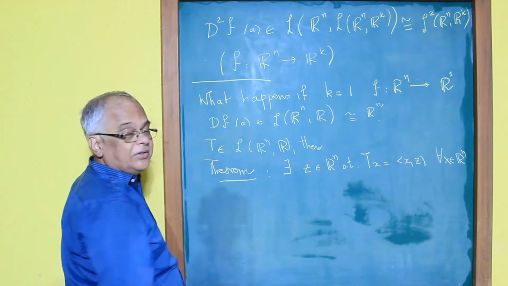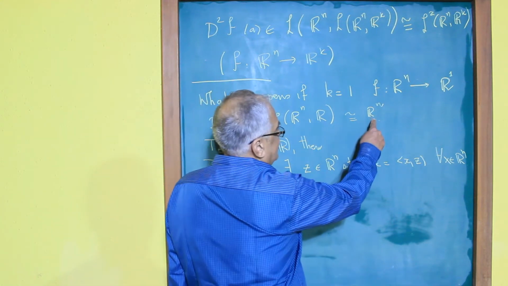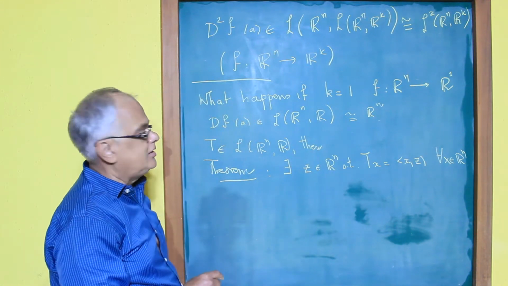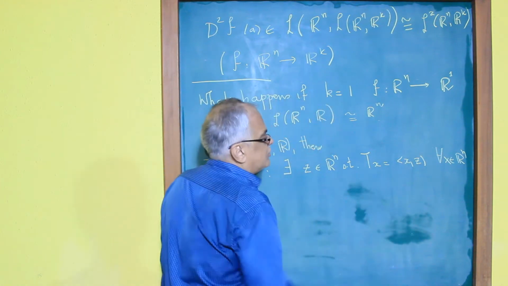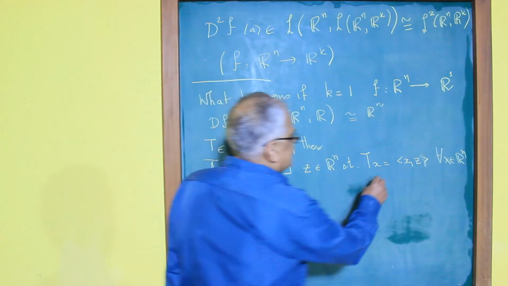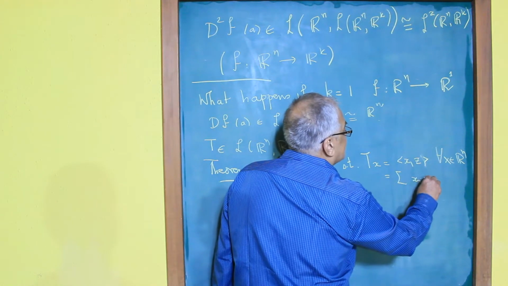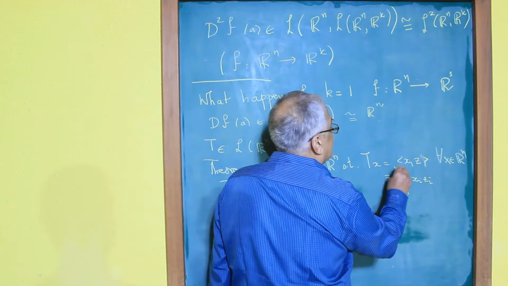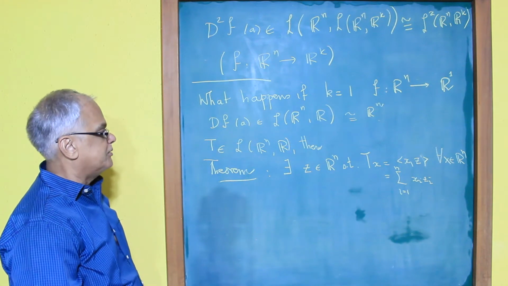In particular, the derivative of f at A is a linear map from Rn to R. T is supposed to be this linear map here. I can express it as T of x equals the inner product of x and z. And what is the inner product of x and z? It is the summation of xi times zi, i equal to 1 to n. This is the Euclidean inner product that we had talked about earlier.